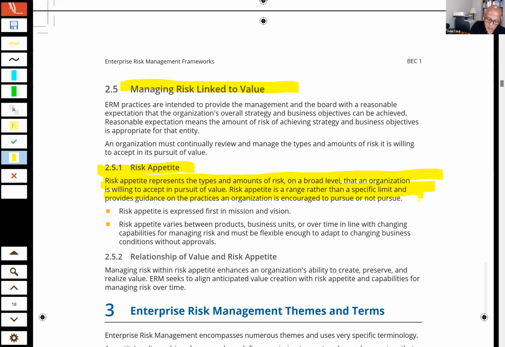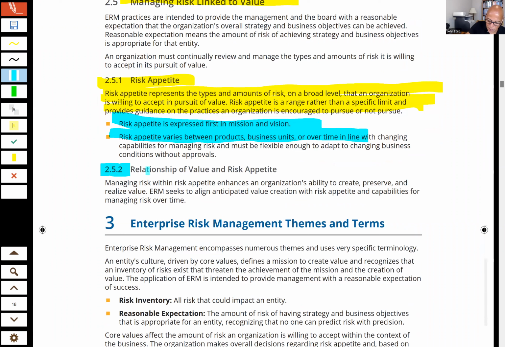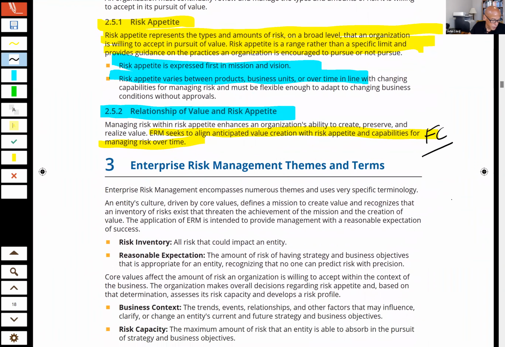Okay. Risk appetite is first expressed in mission and vision, and risk appetite varies between products and business units over time. Now you come over and you take a look at the relationship of value and risk appetite. And this is where ERM comes in. It seeks to align anticipated value creation with risk appetite and capabilities for managing risk over time. Let's flashcard that, because that's going to become important, because that's going to lead us to different ways to manage, again, the likelihood and the impact of the risk.